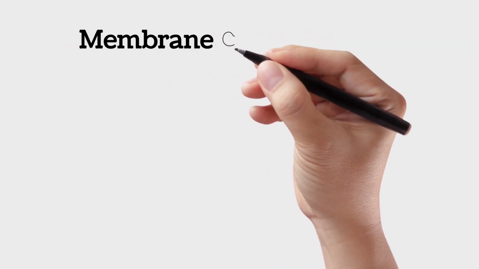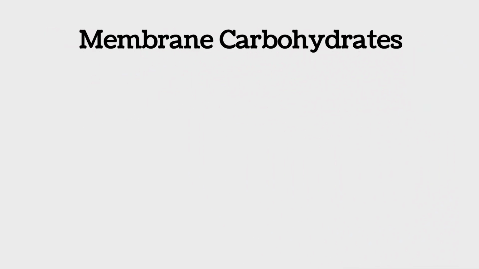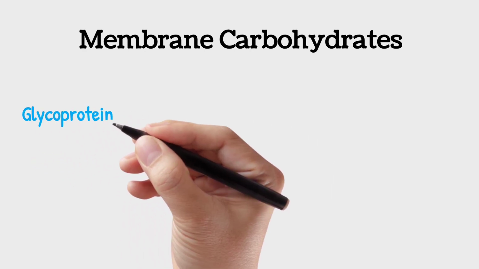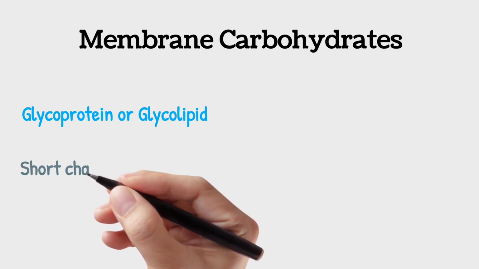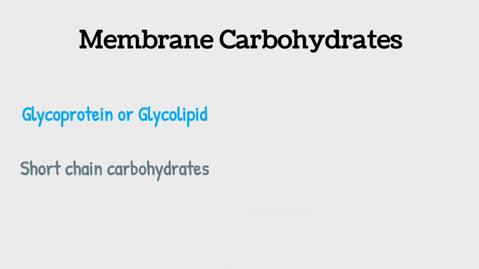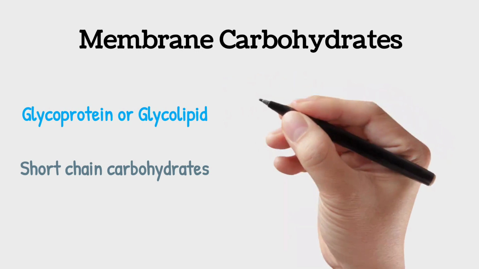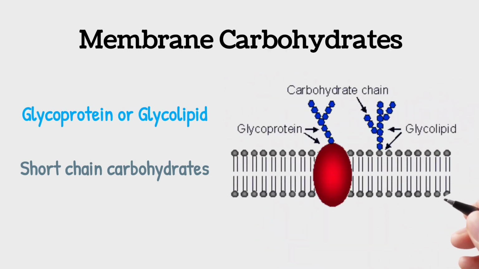Now let's talk about the third component of the plasma membrane, which is carbohydrate. The carbohydrates are present mainly in glycolipid or glycoprotein forms. If the carbohydrate is attached to a protein, it is called a glycoprotein. And if it is attached to a lipid, it is called a glycolipid. These are short-chain carbohydrates which are present majorly on the extracellular side of the cell membrane. They mainly act in the cell recognition process, or act as a natural barrier.